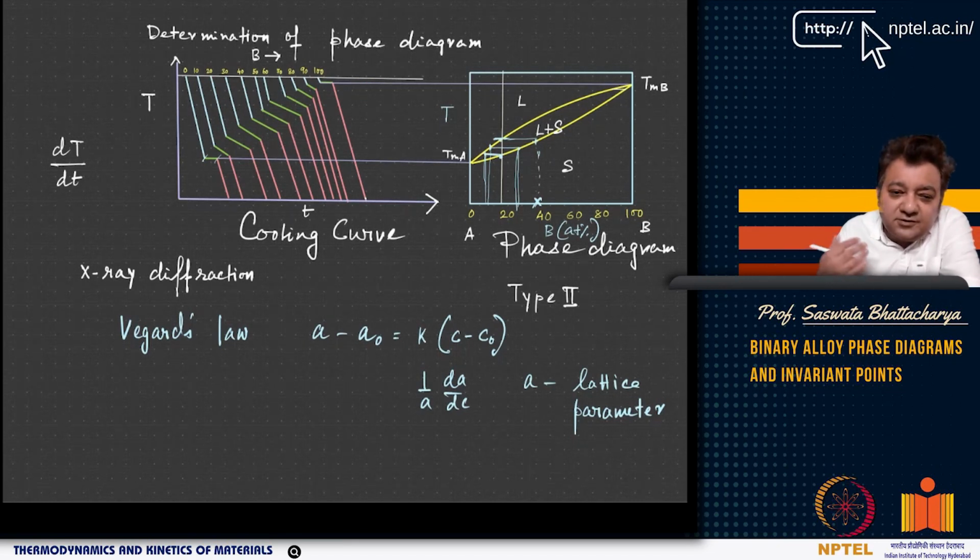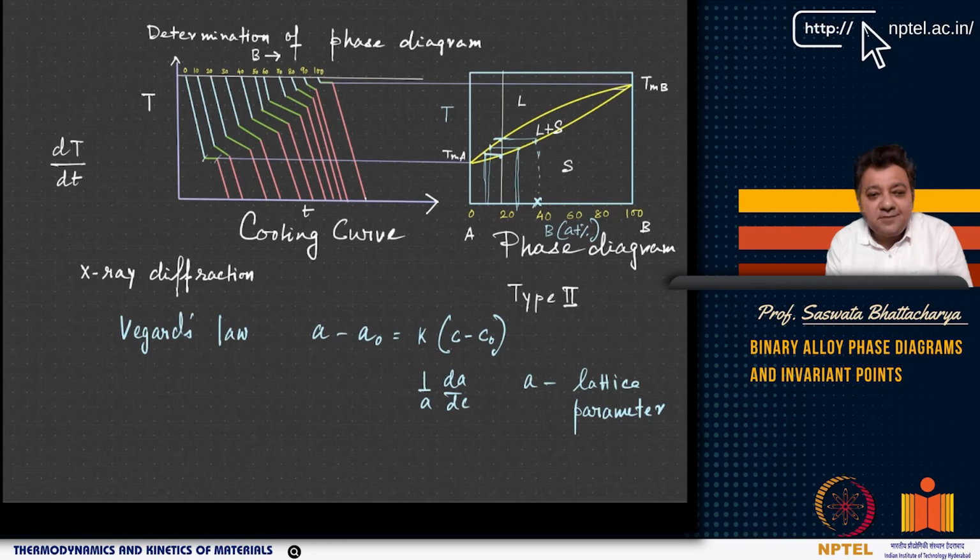I have already introduced cooling curves, but as you can see here, if I have to determine a type 2 phase diagram, there are various experimental methods. One of the experimental methods is using cooling curves. In cooling curves, we prepare samples of different compositions. Say, for example, in a binary alloy, it will be from pure A to pure B. You can take any composition.